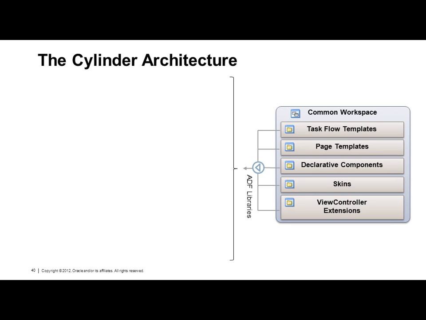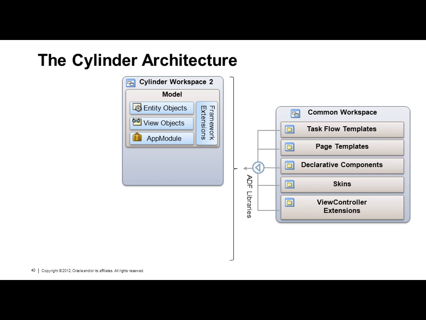In this particular diagram, what we see on the right-hand side, and this was familiar to us from the previous diagrams, is a common workspace with a number of common elements. But notice what is missing: the model project. With that in mind, on the left-hand side, yes, we're going to have one or more cylinder workspaces, but in this case, the cylinder workspace has its own model layer. The cylinder workspace, like previously, also has a view controller project and a number of bounded task flows. But the key point to highlight here is that the workspace also has its own model layer.